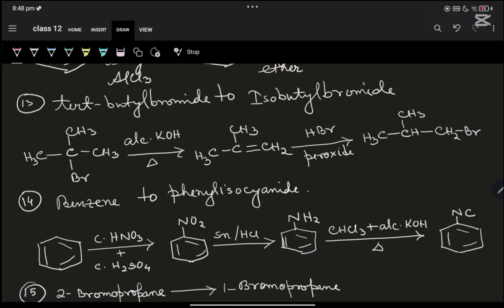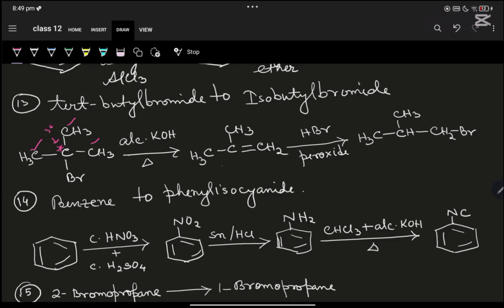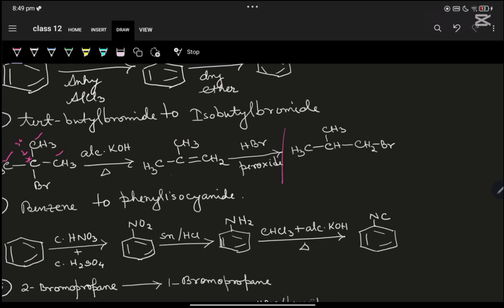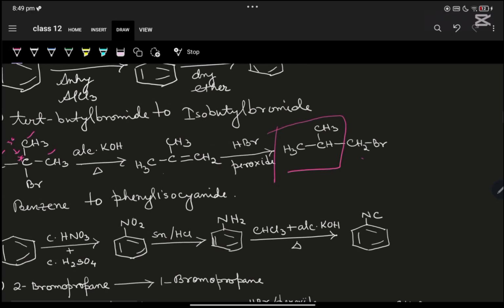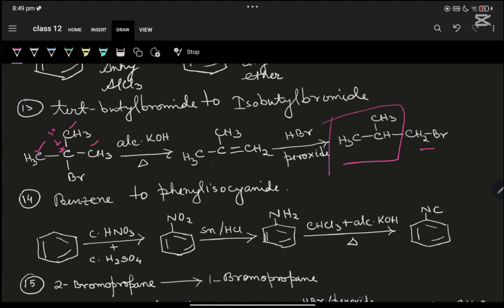Next, tertiary butyl bromide to isobutyl bromide. This is your tertiary butyl bromide. See, there are 4 carbon atoms, so it is a but system, and this carbon is directly linked to 1, 2 and 3. So this is 3 degree. So this is tertiary butyl bromide. Isobutyl bromide, this is your iso linkage, and here it is a but system, so CH2Br. How can you do it?